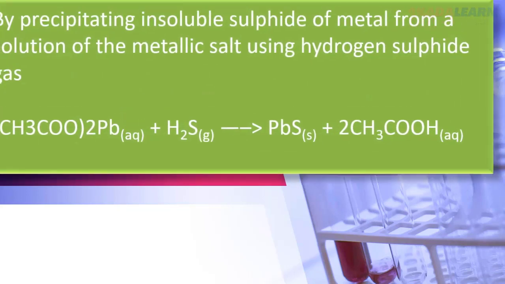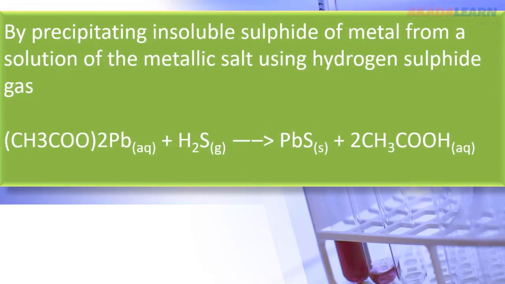A third method of preparing acids is by precipitating insoluble sulfides of metal from a solution of the metallic salt using hydrogen sulfide gas. And you have a good example of it on the slide. You can look at it very well. In the end, we have ethanoic acid that is prepared.